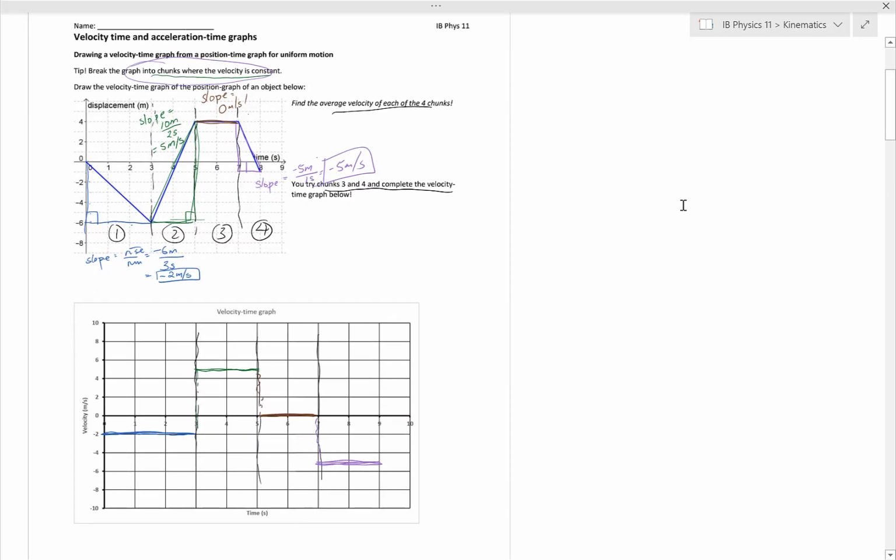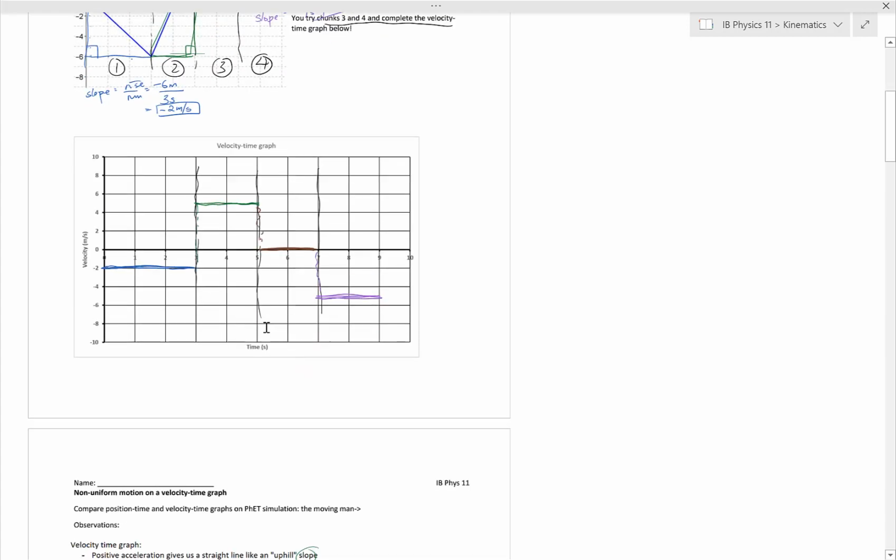So in the first video, we talked about no acceleration for uniform motion. How do we go from a position time graph to a velocity time graph? The key thing was to break everything apart. So break the graph into chunks and use every part of the chunk to find that particular velocity, to get the slope to get your velocity time graph.